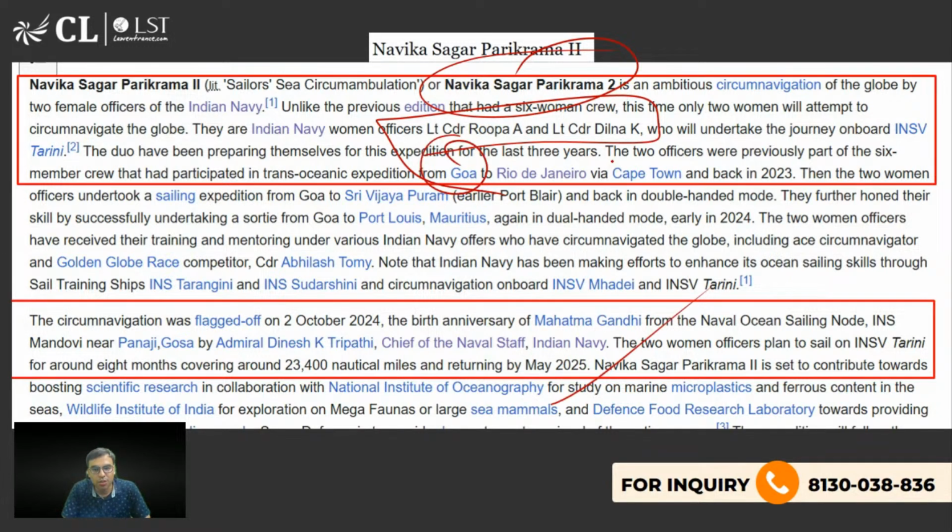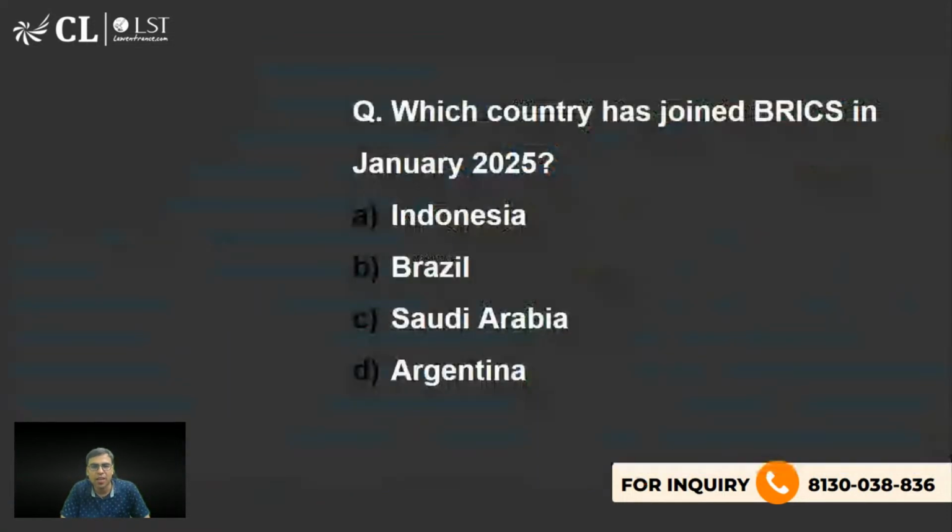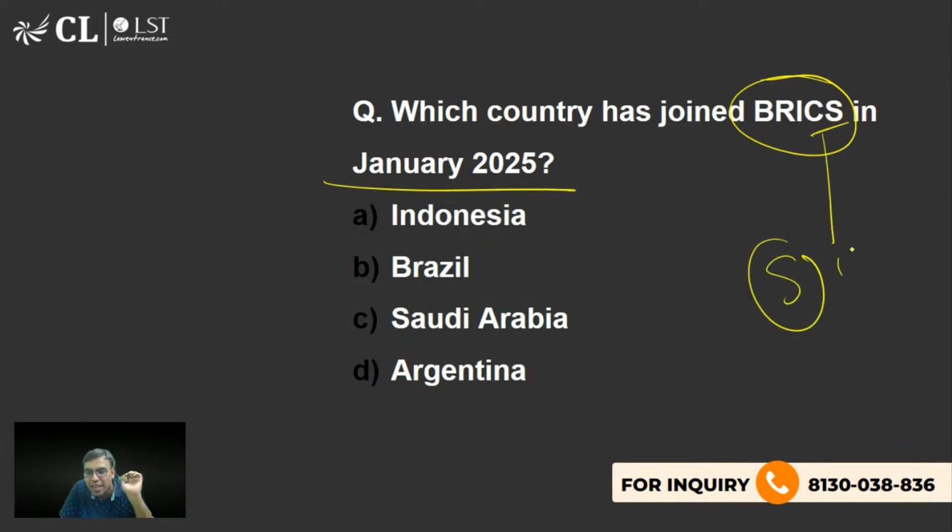They started from Goa to Rio de Janeiro, Cape Town, etc. Last time we got this, and this is the second phase. So they will go around and come back like this after doing one circumnavigation. The next is, which country joined BRICS in January? Last year in CLAT, what question was asked? What is the S in BRICS? This question was asked, a very easy question.